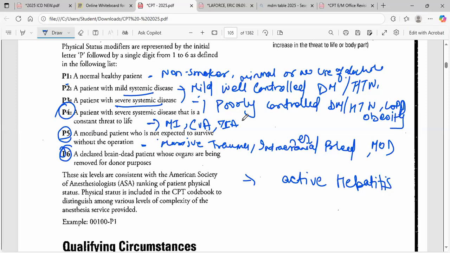One last example we are going to do now. Let's say patient is alcohol dependent. What will be the modifier? Alcohol dependent. P3 or P4?